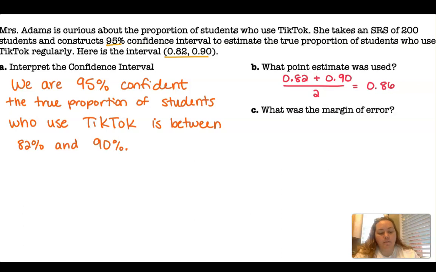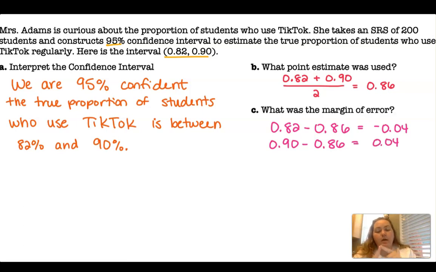What is the margin of error? The margin of error is telling me how far the point estimate is from the highest value and the lowest value. So I'm going to take my lowest value and subtract the middle value, and I'm going to get negative 0.04. That's how far it is from my lowest value to the point estimate. And then I'm going to do the same thing for my highest value minus the point estimate, and that gives me positive 0.04. So that's how far it is from the point estimate to the highest value. So my margin of error is plus or minus 0.04.